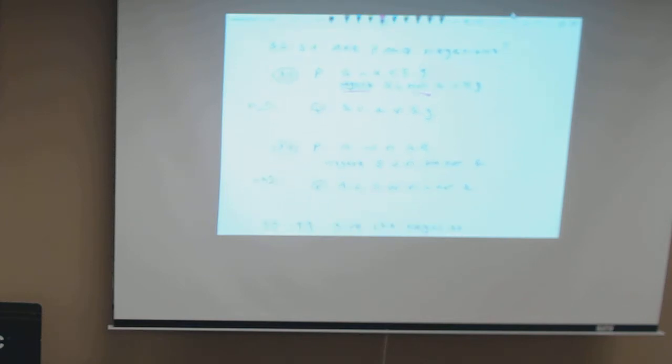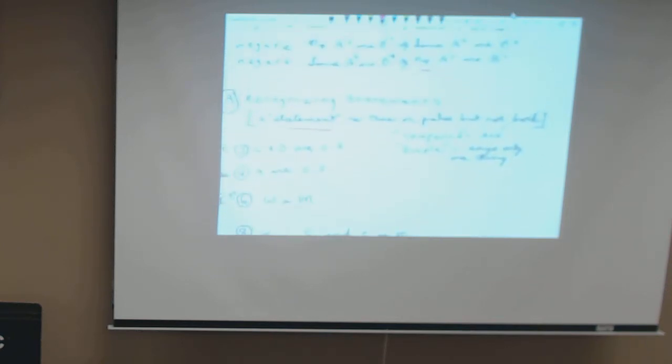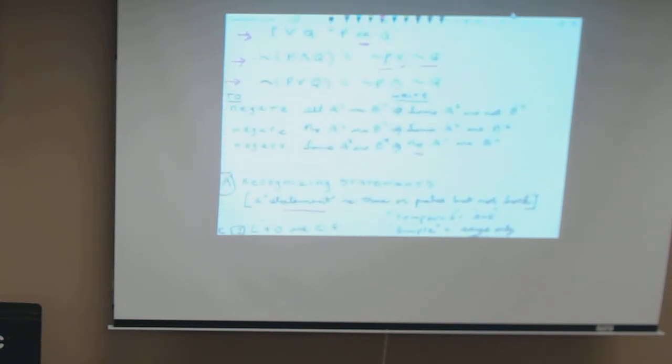Number 34. All whole numbers are even. So if 34 says all whole numbers are even, how would I negate that? How do you negate all? Not all. Some. Negate all with some.